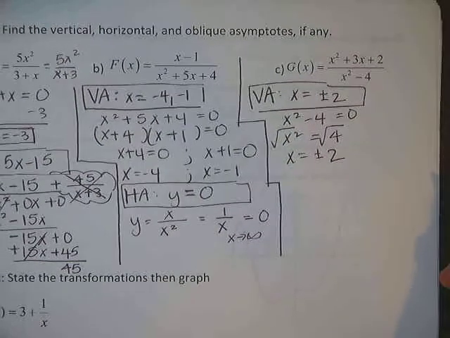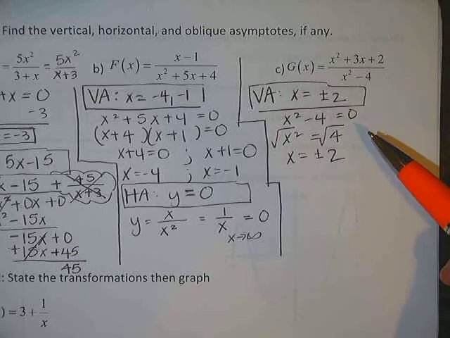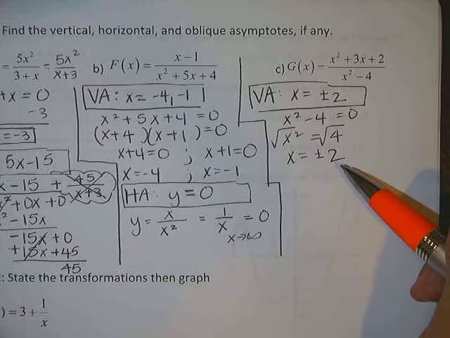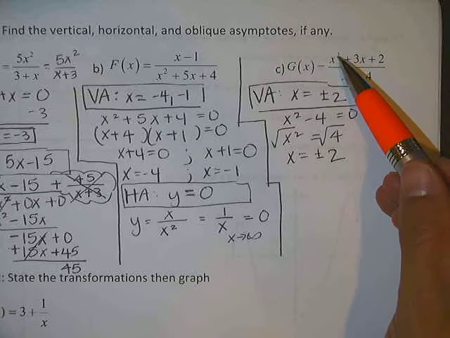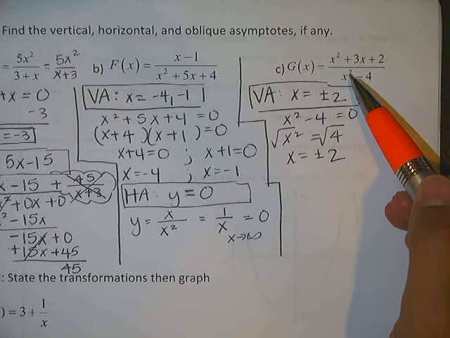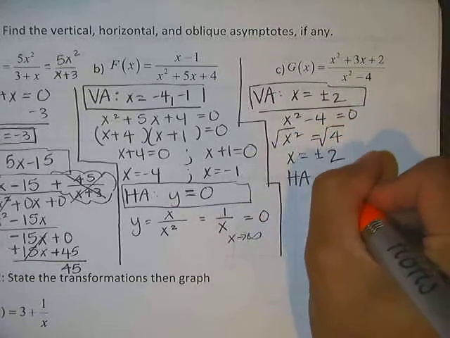Now we have to decide: is it going to be an oblique asymptote, or is it going to be a horizontal asymptote? I'm going to tell you this is going to be a horizontal asymptote because the degree on the top is exactly the same as the degree in the bottom. So this is going to be a horizontal asymptote, and we're going to write y equals.